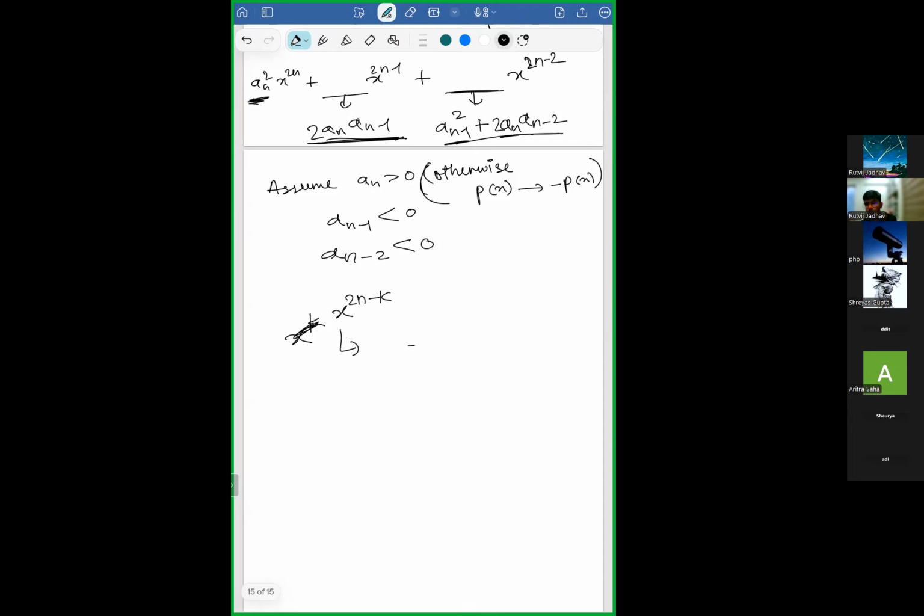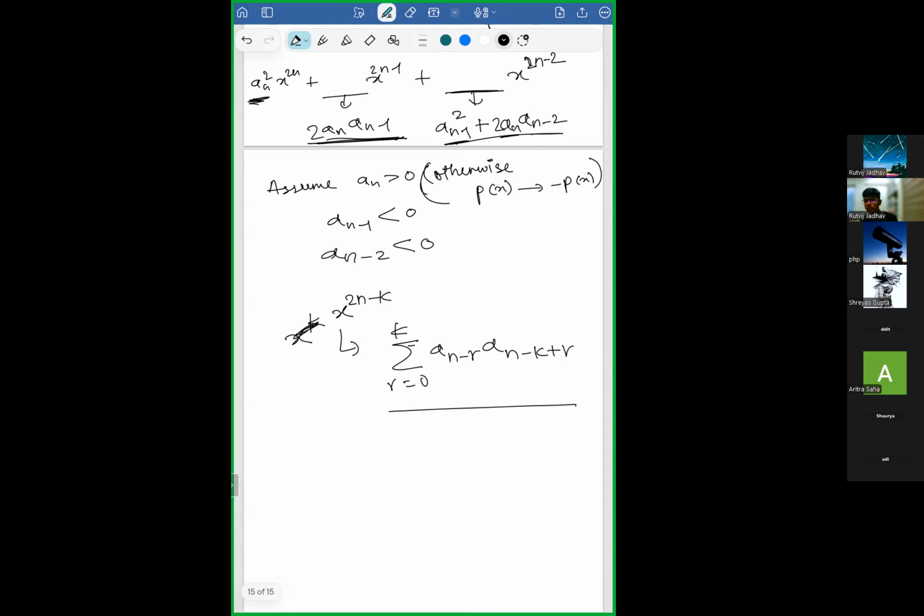Summation of r equals 0 to k, an minus r into an minus k plus r, I think. Yes. Oh, wait, just a moment. Yeah, that's right. This is correct.